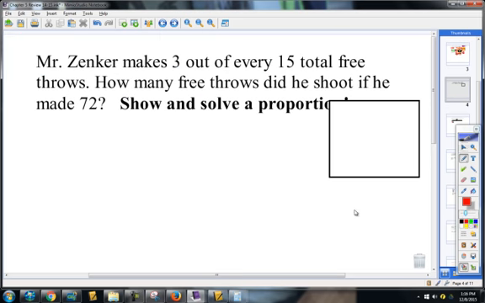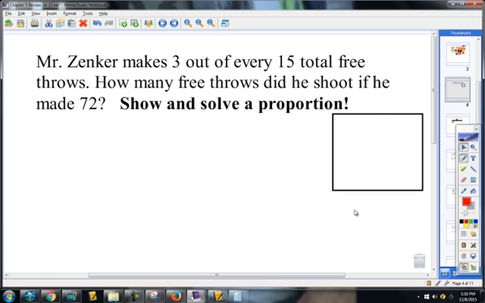Okay, now here we go. Here's another one that's very similar to the one before. Okay, we'll go ahead and do it. Actually, I would like you to pause and try it on your own. Okay, so think about this.